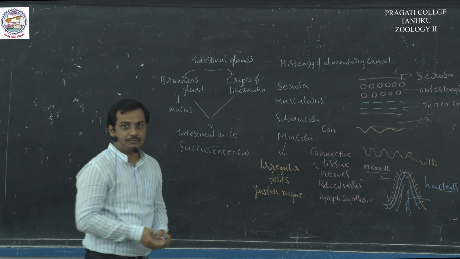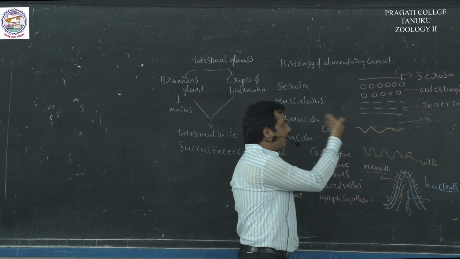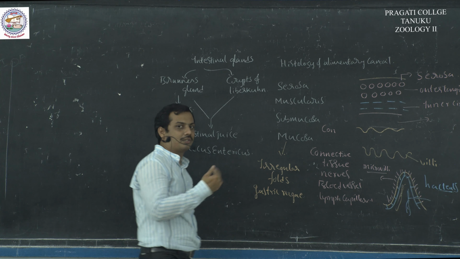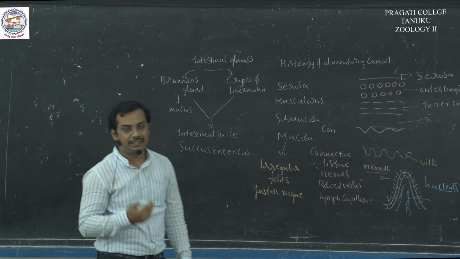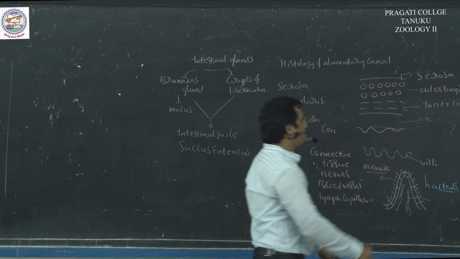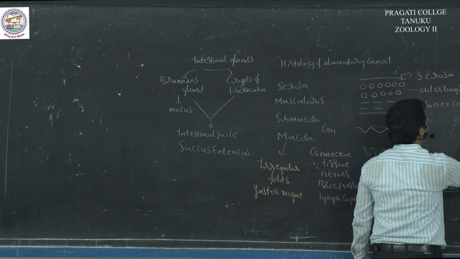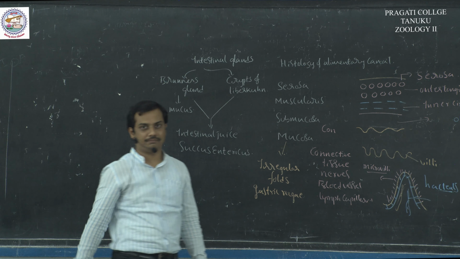In the stomach, when you observe the muscularis layer, in addition to the outer longitudinal and inner circular muscles, we can find the presence of another additional layer of muscles called oblique muscles. So, oblique muscles are present in the stomach part.